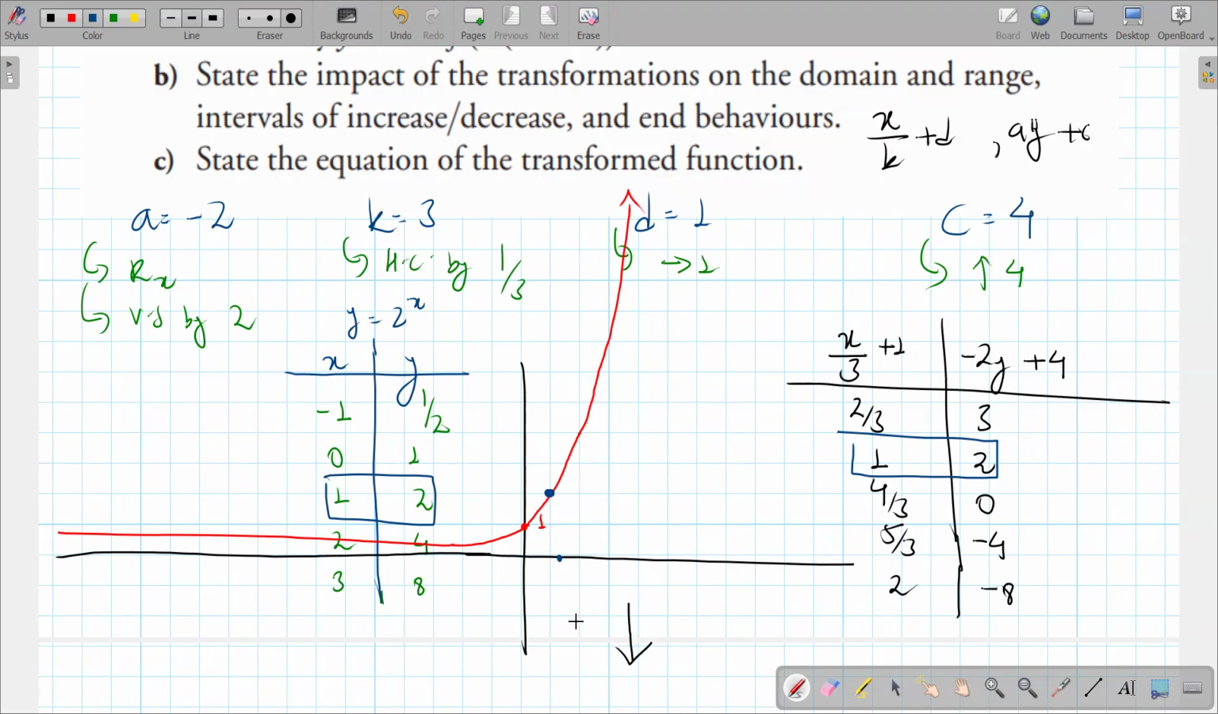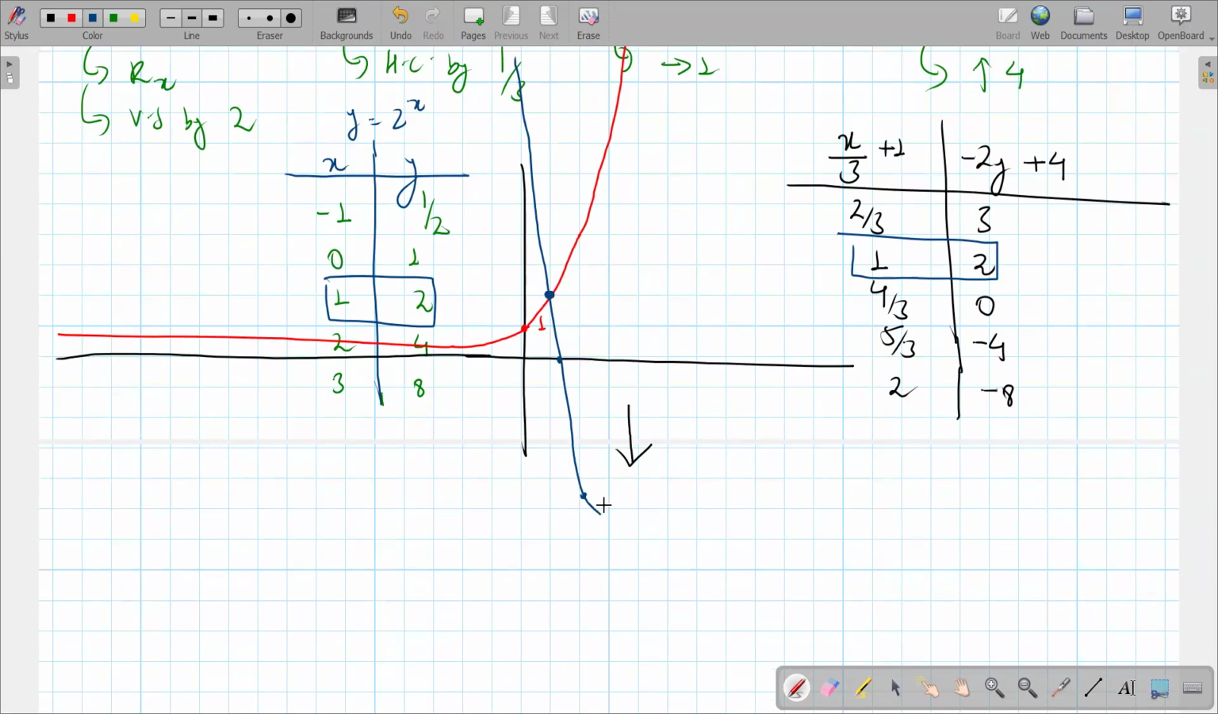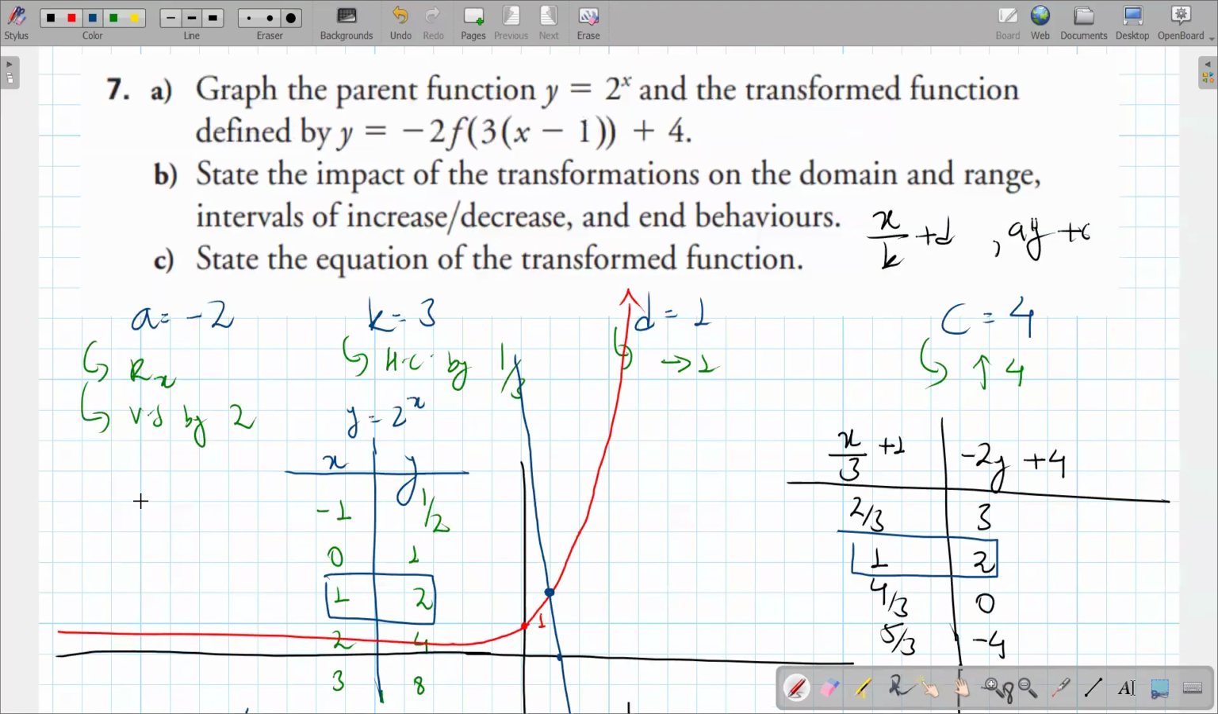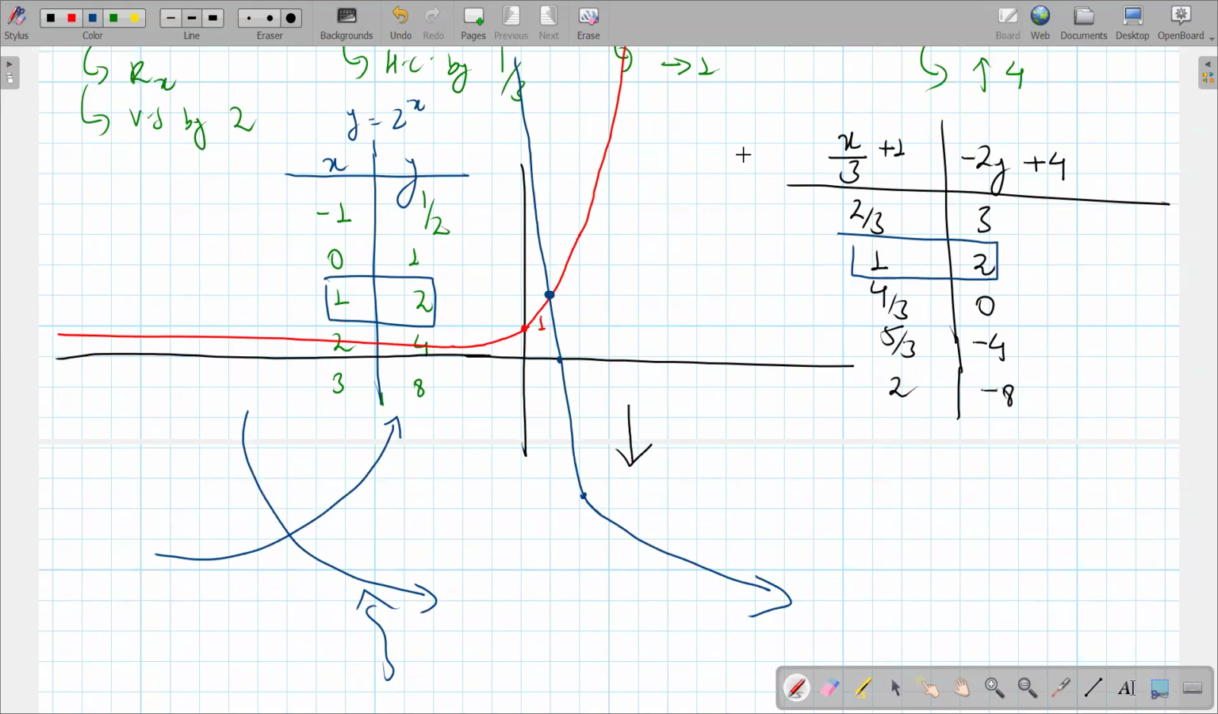So that's not quite 2. At 2 or at negative 8, so something like this. So as you can imagine, your curve would probably look something like this. So your original function is going this way. Your transform function is going down this way. Why is it going down? It's because your a value is negative. So that's why the entire thing shifted upside down. Okay?